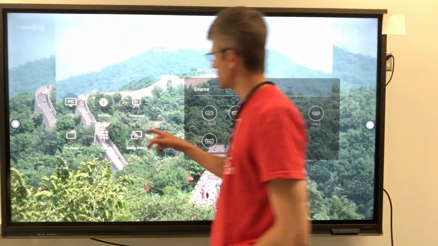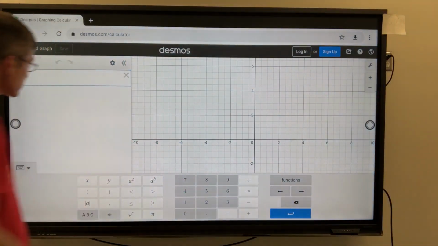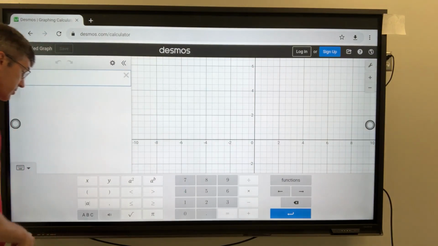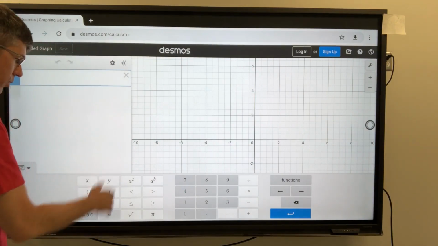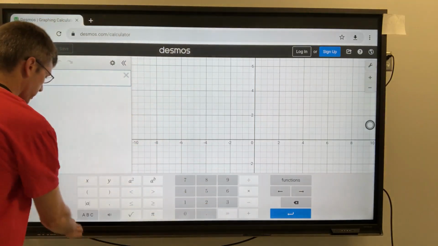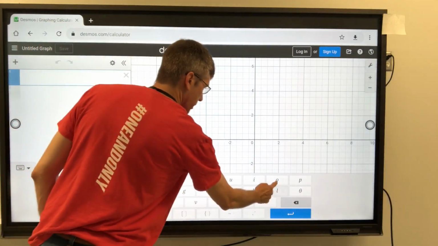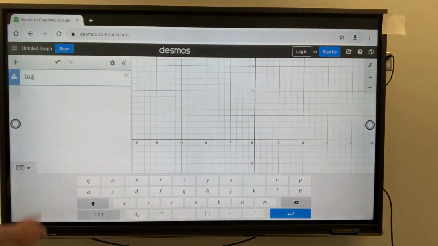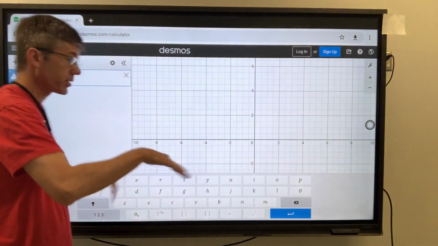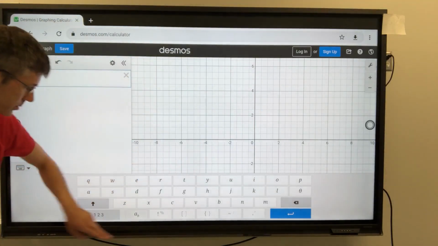So let me go to the browser, and I want to find the log base 2 of 16. So I'm going to type log. You can just type the word log if you want to. You can also go to functions and pull up log. I'm going to type the word log, L-O-G, and when I do, it pulls that up. And you can press shift and then the underscore, and it'll put you down here to where you can put a base, or click that right there.